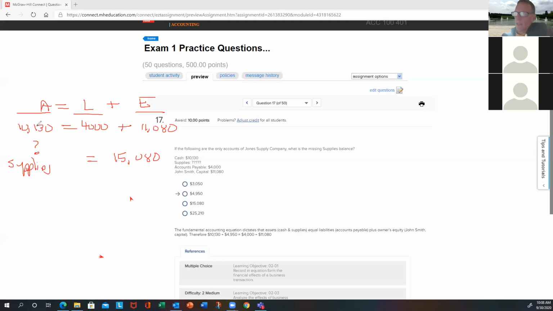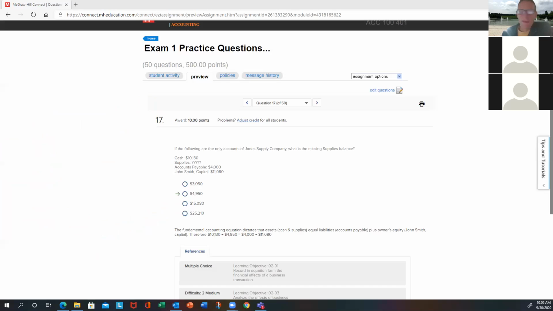Well, my assets right now are 10,130, and the only other asset that I do not know is supplies. To figure out the supplies number, which is what they're doing in this problem, you would just subtract. You take the 15,080 and subtract out the 10,130, and the plug number would be 4,950. Now, that's just one example of a multiple choice problem where you have to do calculations. You don't have to do calculations in every single multiple choice problem, but that's an example of some of the stuff you might get. And so let me show you another one.